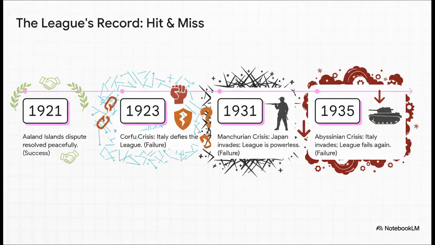And this timeline just shows you its hit-and-miss record so perfectly. Yeah, in the 1920s, it had a few small wins with smaller countries. But look at what happens in the 1930s, when the big aggressive powers like Japan in Manchuria and Italy in Abyssinia decided to act, the League just crumbled. It was completely powerless when it really, really mattered.